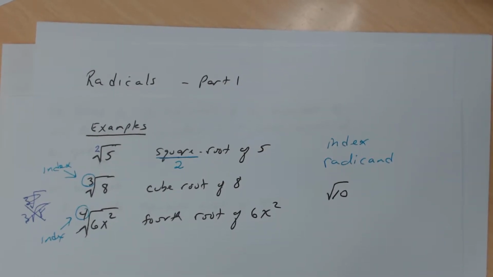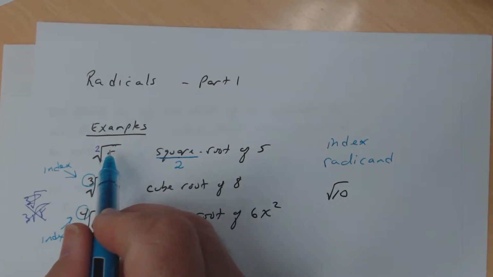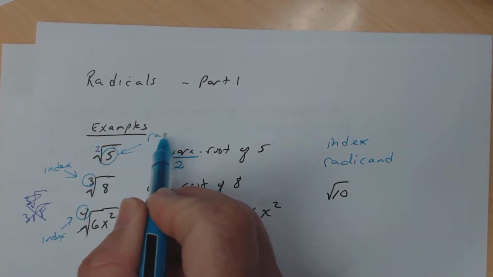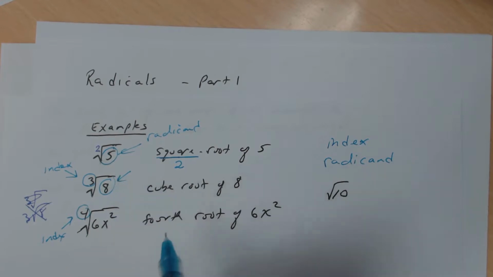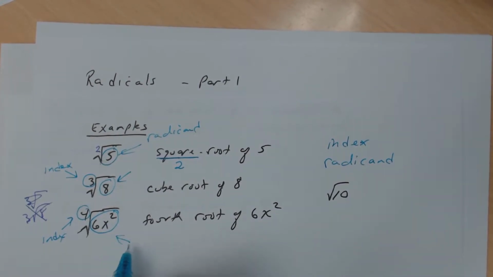So now we know what an index is. Now the radicand is just the part that's under the radical, like this. This is the radicand. So the 5 is the radicand. The 8 is the radicand. The 6x squared is the radicand. So a little bit of terminology.